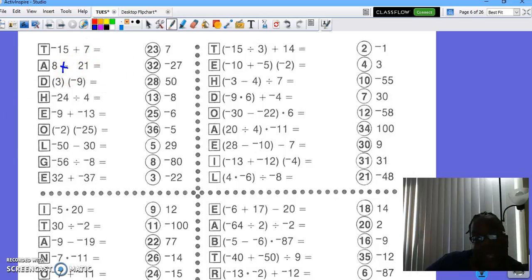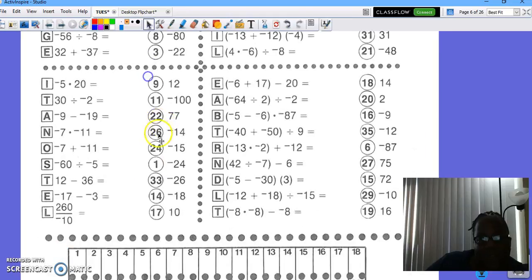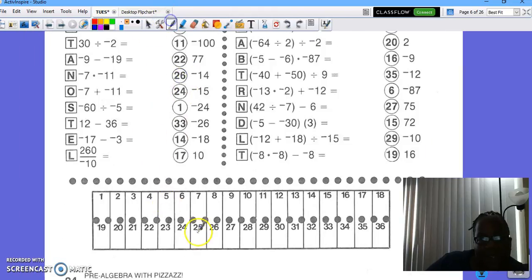So 21 plus 8, right? So you have 21 plus 8. Get 29. So this is 29. There it is. So number 5 will be letter A. So that means I can go down here. Number 5 is letter A. Voila. Okay, I think I'm going to skip around a little bit.